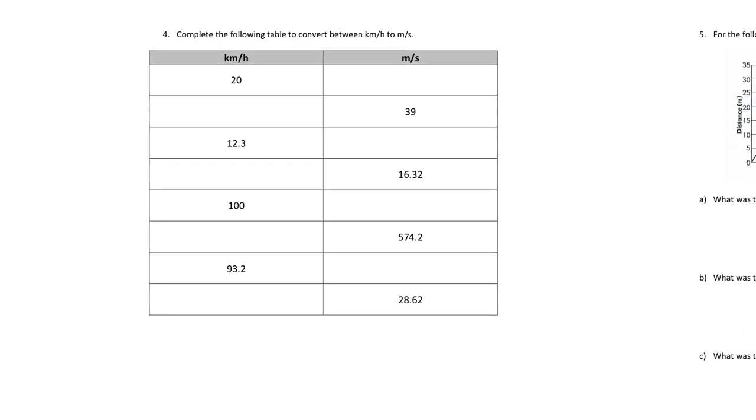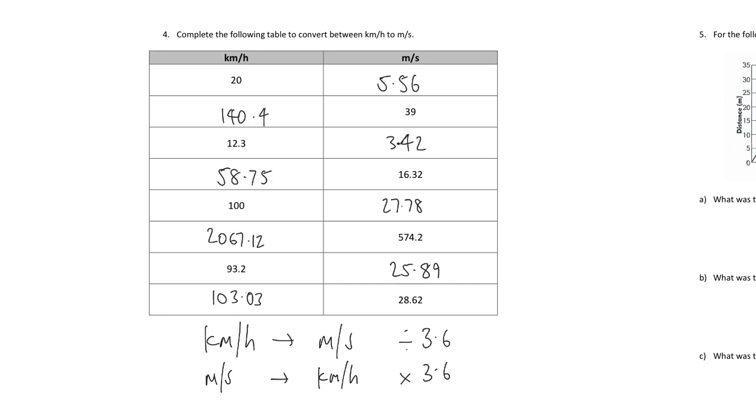Okay, so conversions, remember. So, kilometers per hour to meters per second is divide by 3.6. And then meters per second into kilometers per hour is times 3.6. And that'll be in the data sheet there for you. Okay, so you can fill this out. All right, so that's what you get there for that table. All right, let's move on.